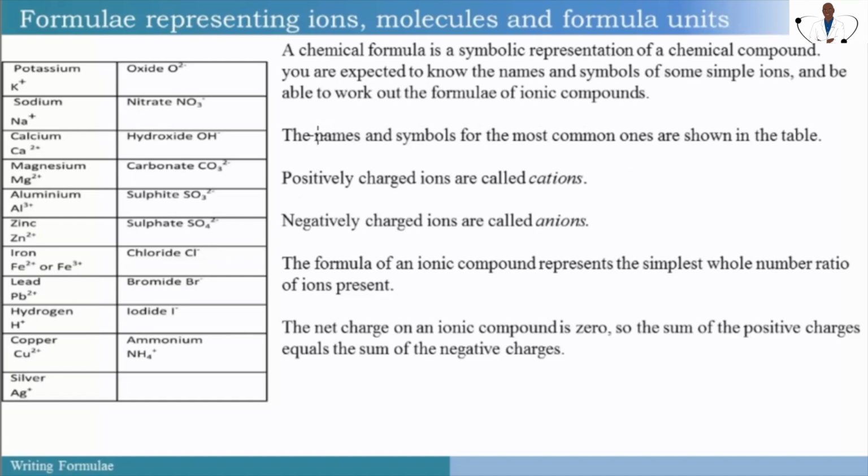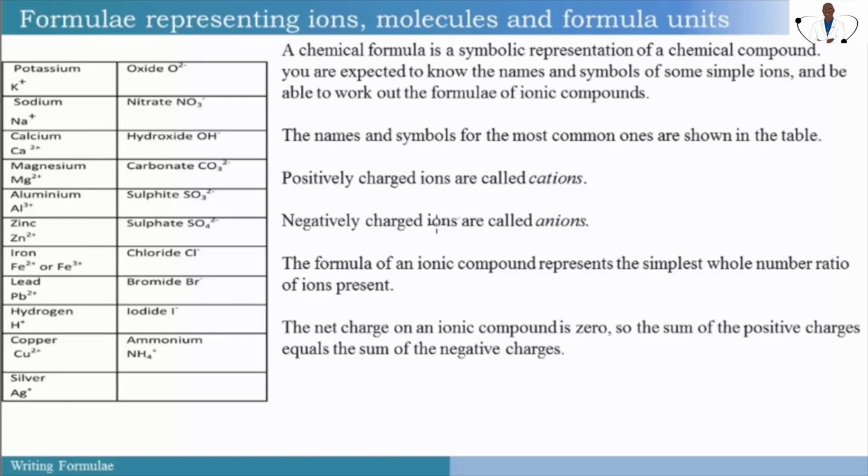Now, a chemical formula is a symbolic representation of a chemical compound. You are expected to know the names and symbols of some simple ions and be able to work out the formula of ionic compounds. Now here we have some names of some simple common ions. The positive ions here are called cations and the negatively charged ions are called anions.